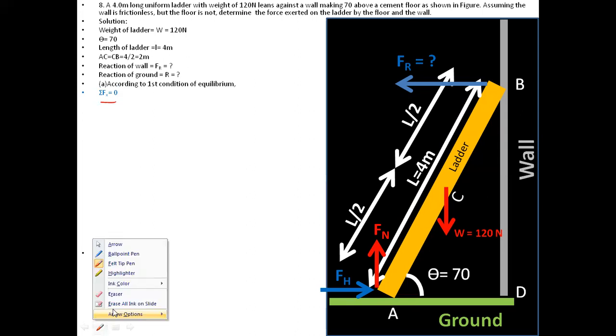According to the first condition of equilibrium, all the horizontal forces must be equal to 0. So in this case, we only take the horizontal forces, which are FR and FH. They are in opposite directions, so their sum is equal to 0, and FH is equal to FR. Let us take this as equation number 1.